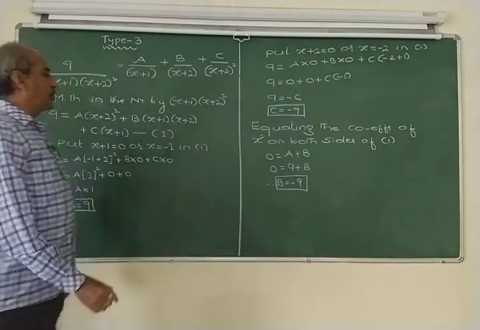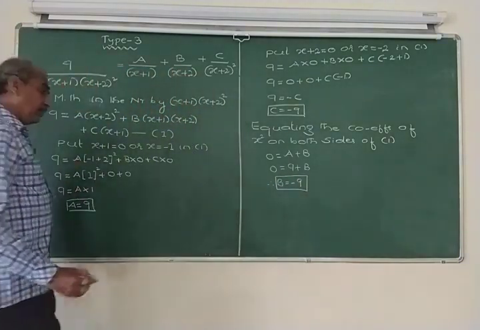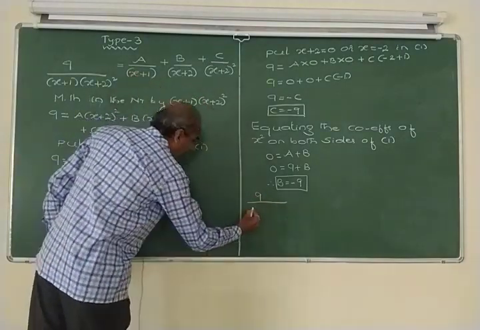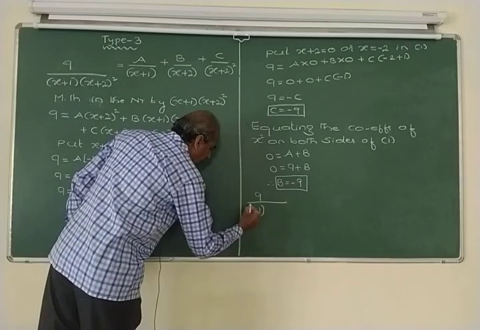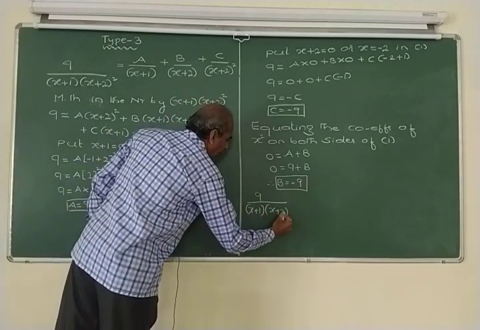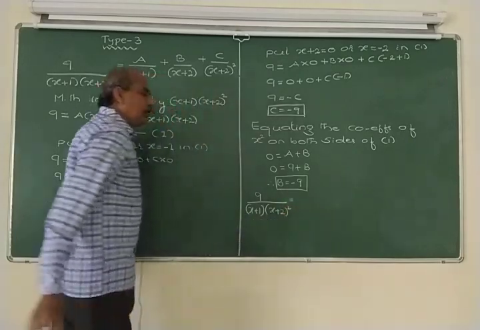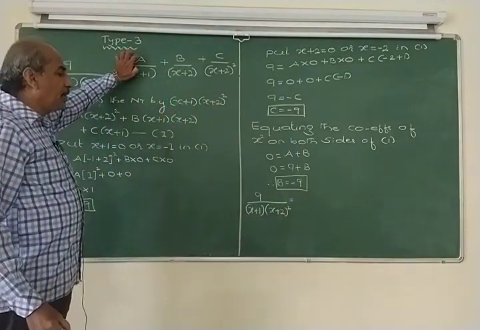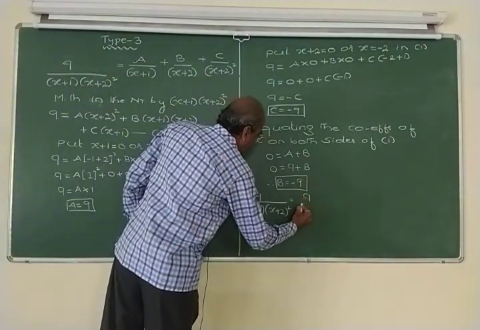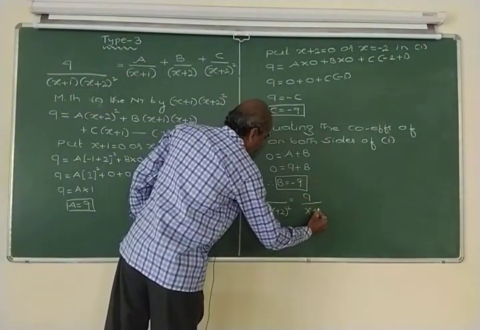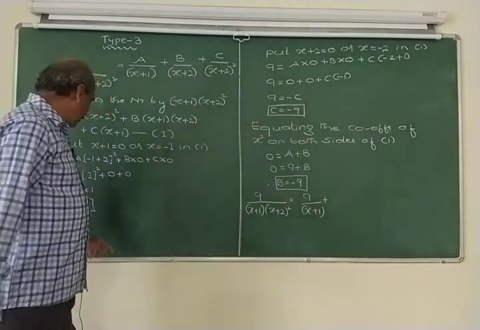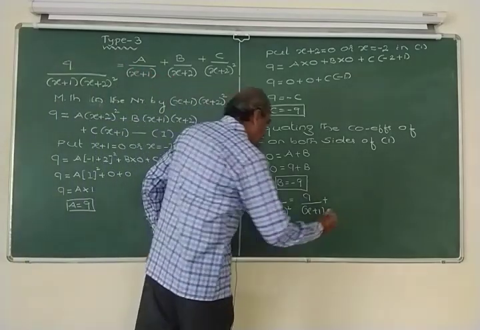I hope you got it. Okay. Now the given problem becomes like this: 9 divided by x plus 1 into x plus 2 the whole square, which is equal to a, just now you got it 9, it is 9 divided by x plus 1 plus b. The value of b is minus 9.